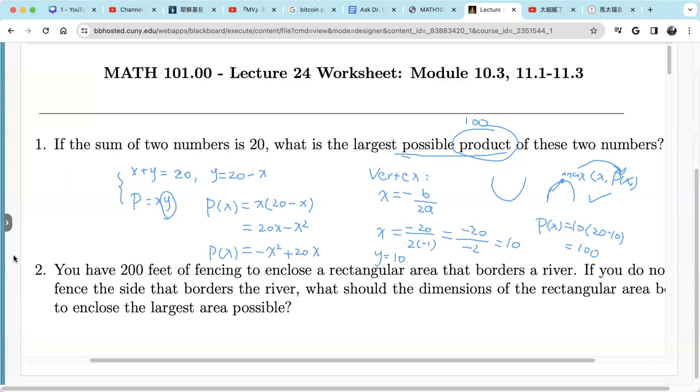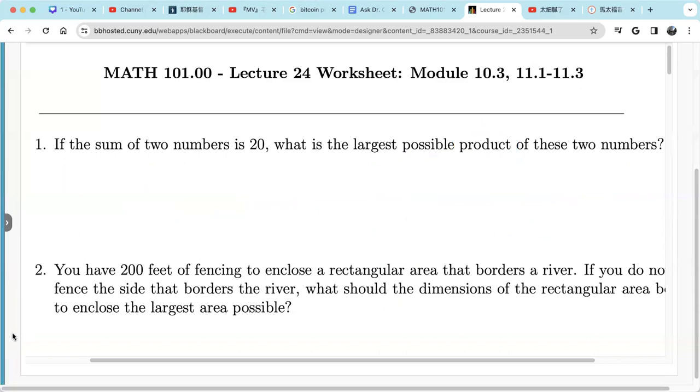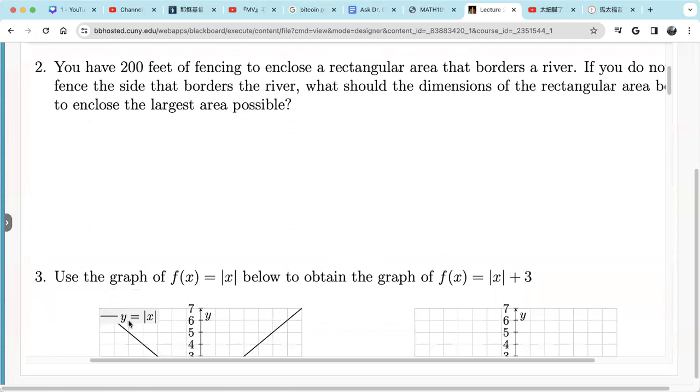Okay, now let's see question 2. So question 2, we have 200 feet of fencing to enclose a rectangular area, borders a river. If we don't need to fence the side borders the river, the question is, what should the dimensions of the rectangle be to enclose the largest area possible?